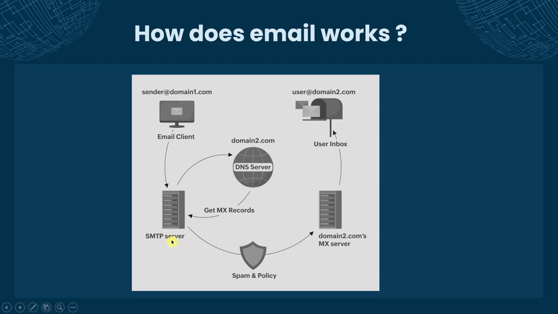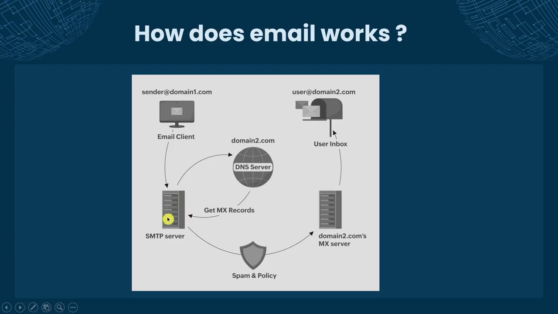So the SMTP protocol is used for communication between email servers, while email server to email client communication uses POP and IMAP, which we'll discuss later. First of all, if the sender sends an email to a user at domain2.com, we compose the email in the email client program. Then once we hit send, the email goes to the SMTP server.